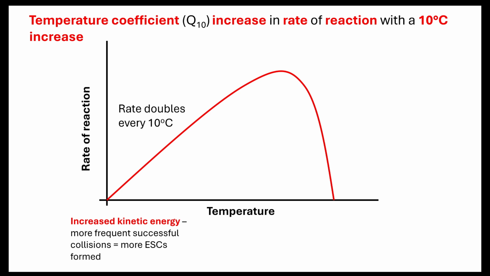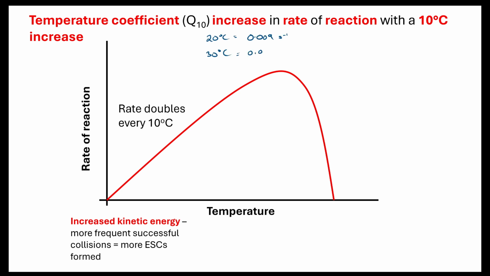We say that the rate normally doubles every 10 degrees C, but what they like to do in the exam is actually give you a graph to pull that information from. So they will expect you to be able to interpret graphs and to work out your Q10.